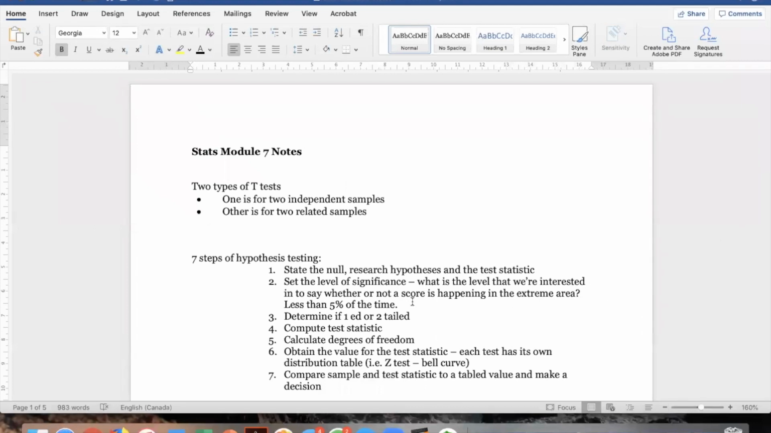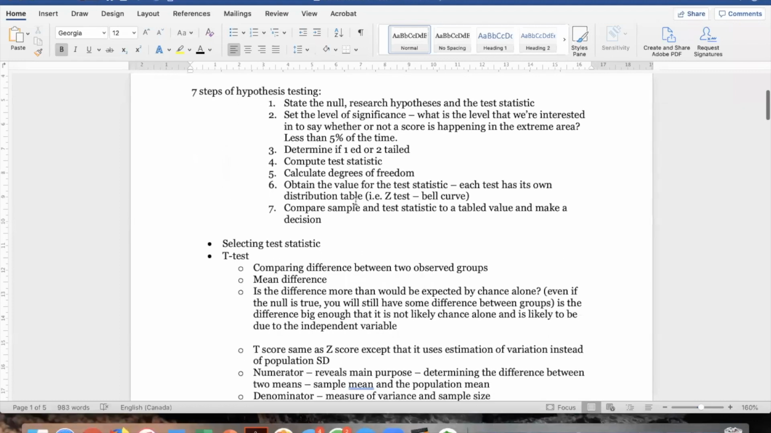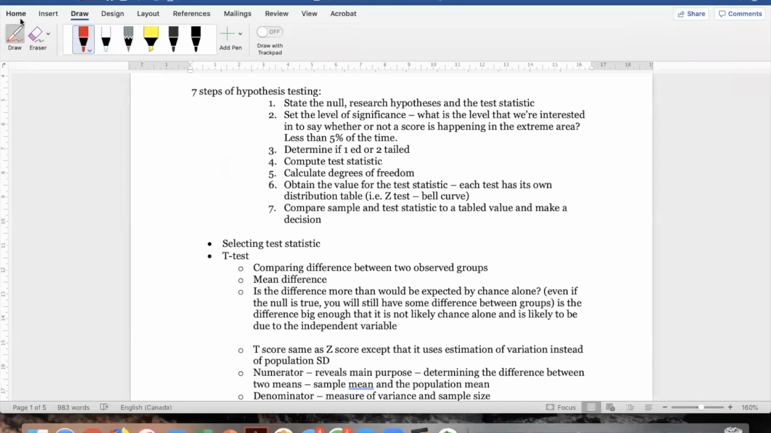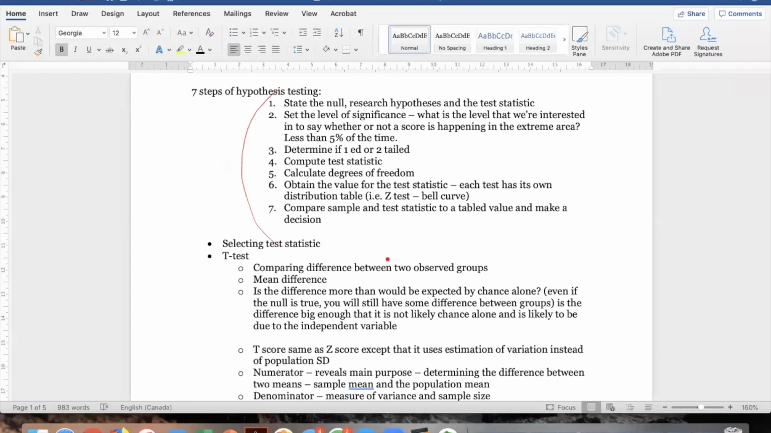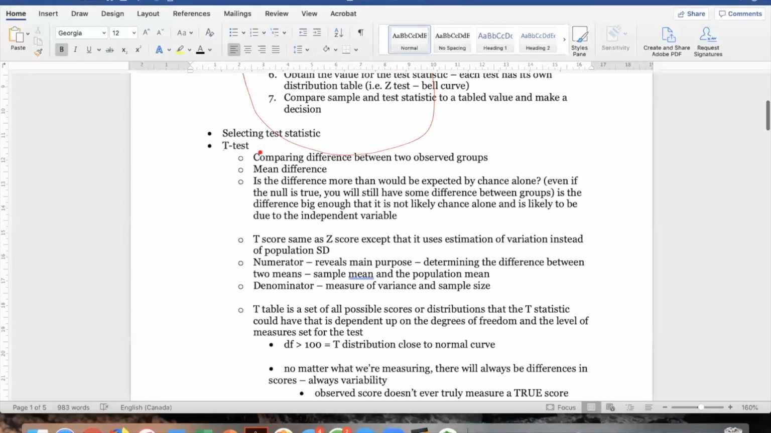Okay, all right. Let's talk about t-tests. There are 2 types of t-tests. One is for 2 independent samples. The other is for 2 related samples. We're going to tell you the difference between those 2 later, so let's not worry about it. Again, you've got your steps of hypothesis testing, which is exactly the same as what we did on the last page. So how do you decide if you're going to run a t-test or not?